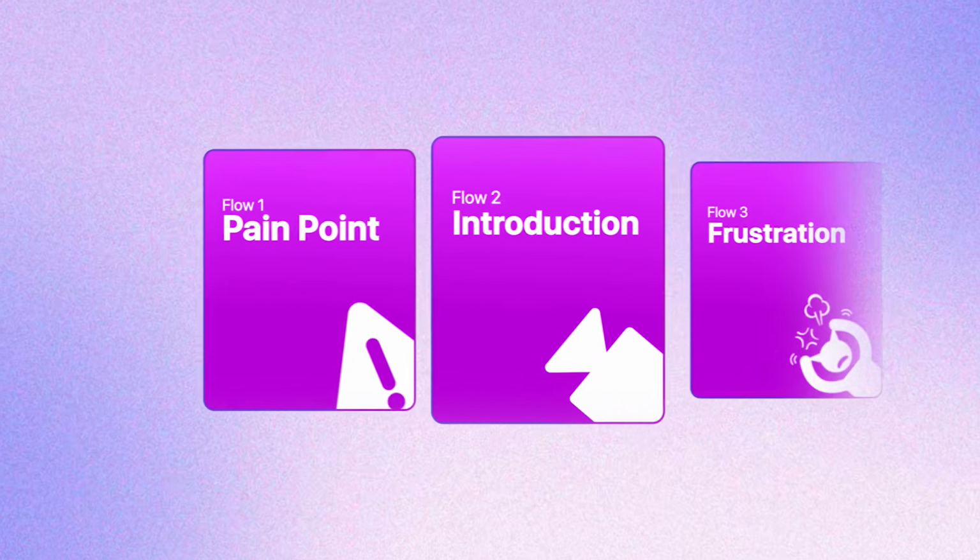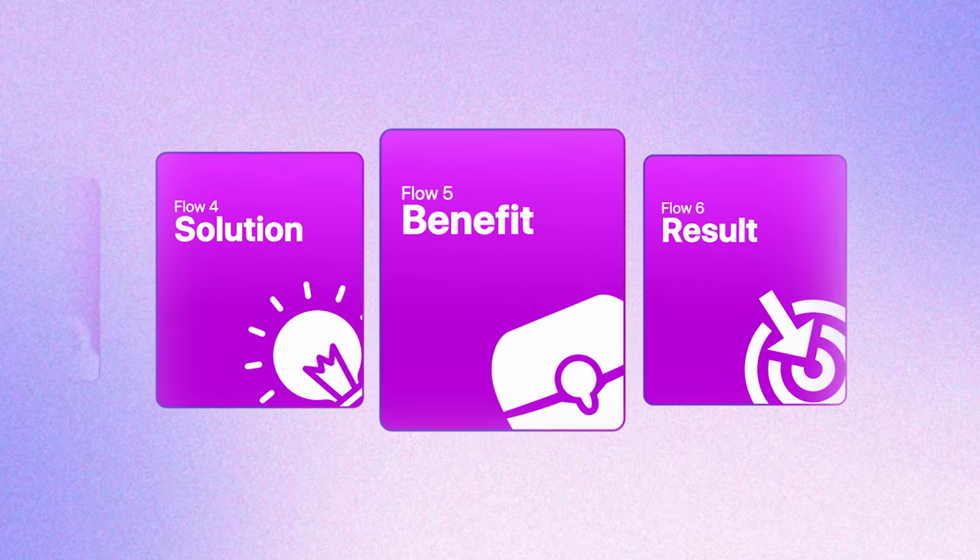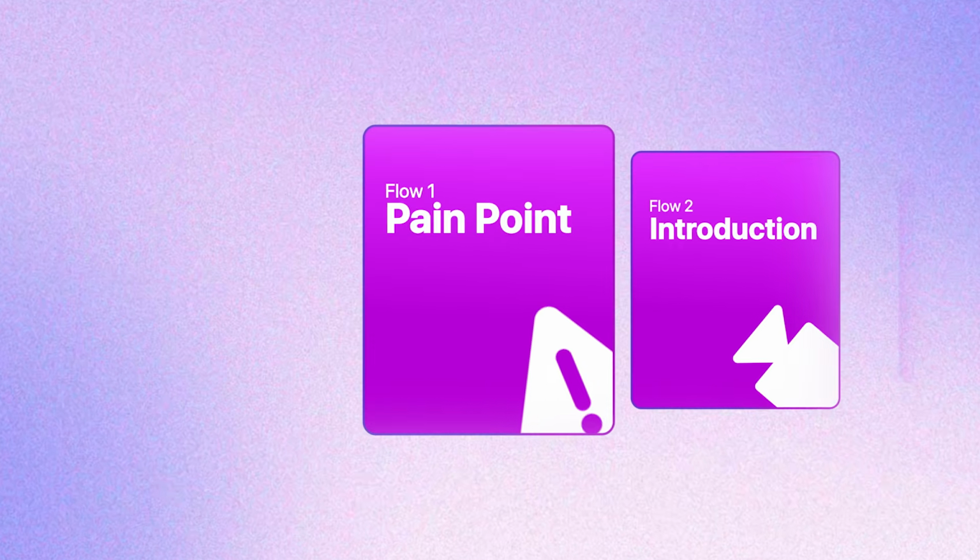So the first thing that I recommend that you do is to pick one specific flow that maps to a benefit or a problem that the viewer actually cares about.